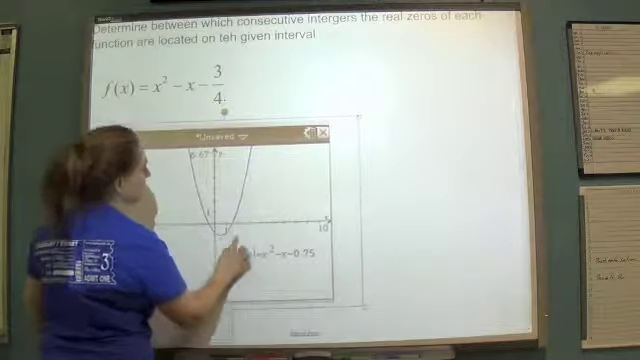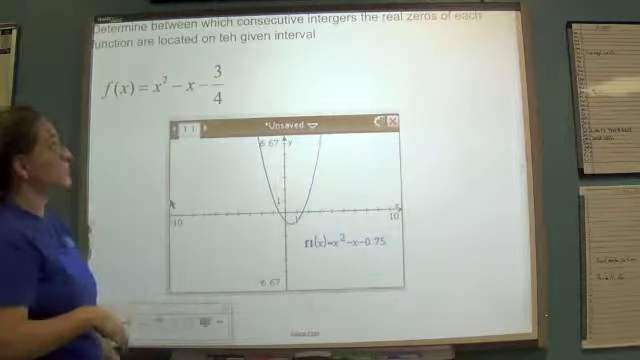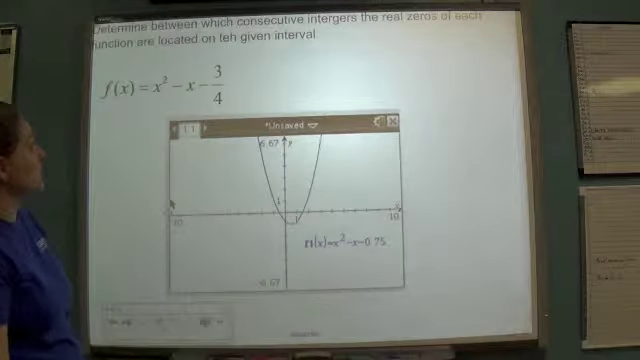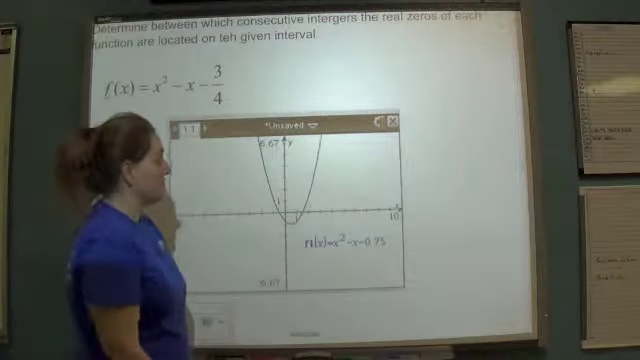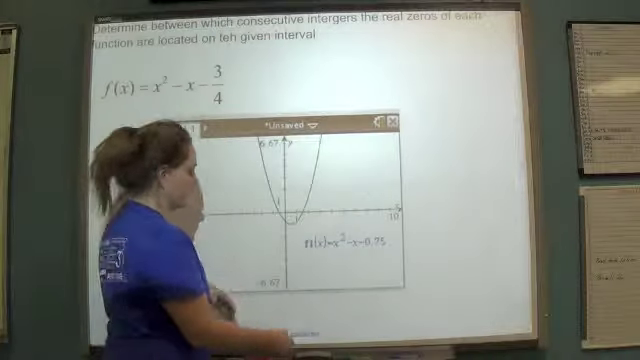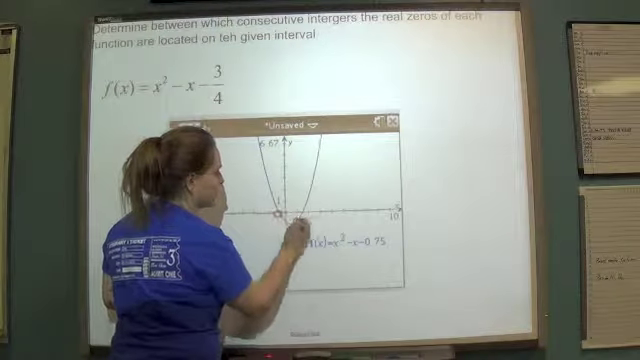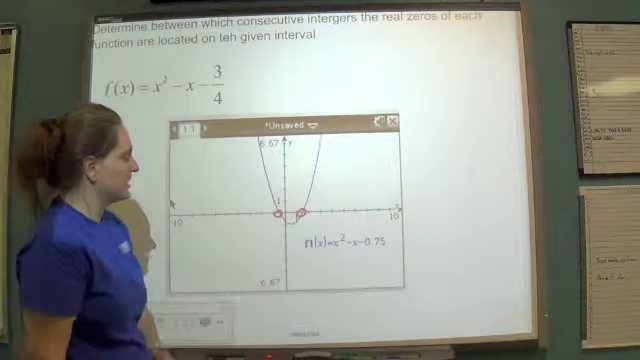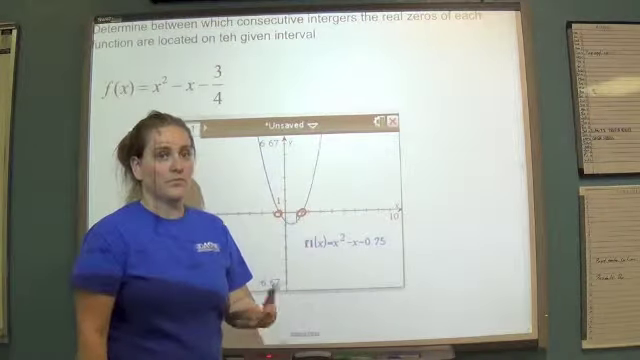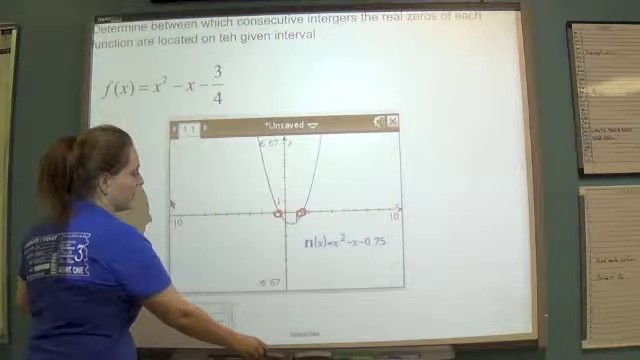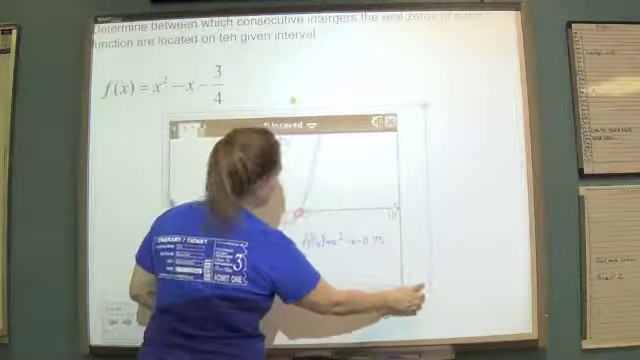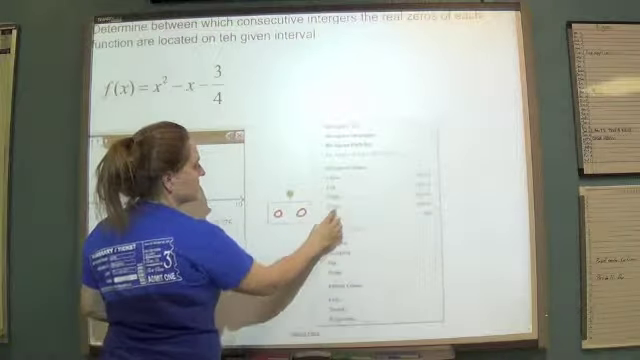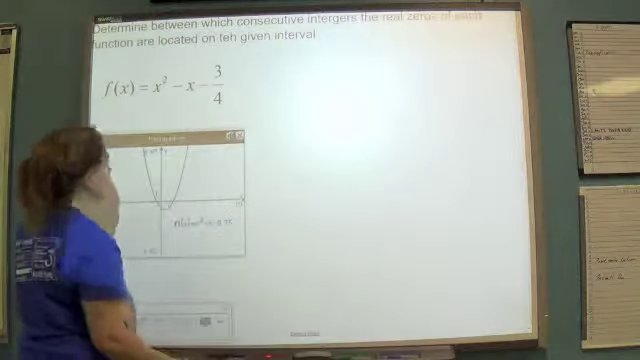So it's to determine between which consecutive integers the real zeros of the function are located on the given interval. So by looking at the graph, these are your two zeros. So it's between -1 and 0 and 1 and 2. Those would be your consecutive integers. But that's just by looking at the graph. What we really want to do is we want to see it algebraically.